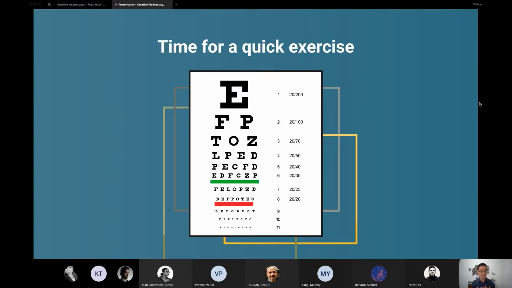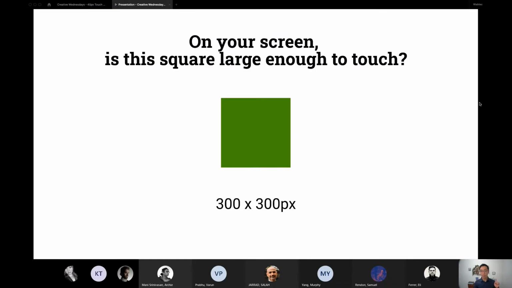So those are my examples. I'm going to ask you to do a quick exercise. Obviously, I can't see you on your cameras, but I will trust that you will be following along. All you need for this exercise is a finger and your screen. Hopefully you have both of those if you are listening to me right now. So get your pointer finger ready. It doesn't matter if it's your primary or your less dominant hand. What I want you to do is touch this green square.